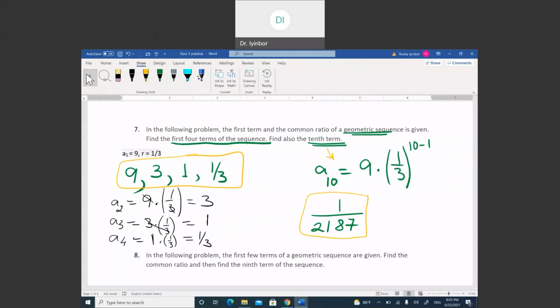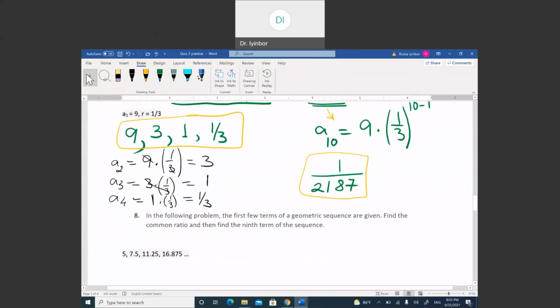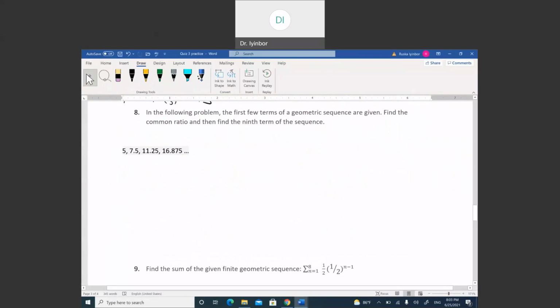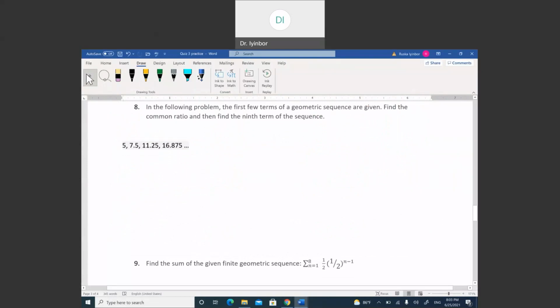Then we're going to go ahead and do number 8. So number 8, it says in the following problem, the first few terms of a geometric sequence are given, so we know it's geometric. Find the common ratio and then find the 9th term. Okay, so looking at my sequence, the first term, A1, is 5, because that's the first term, right?